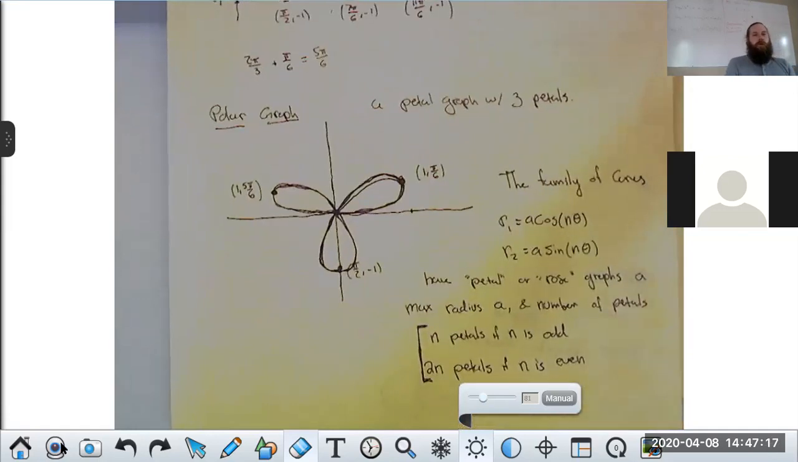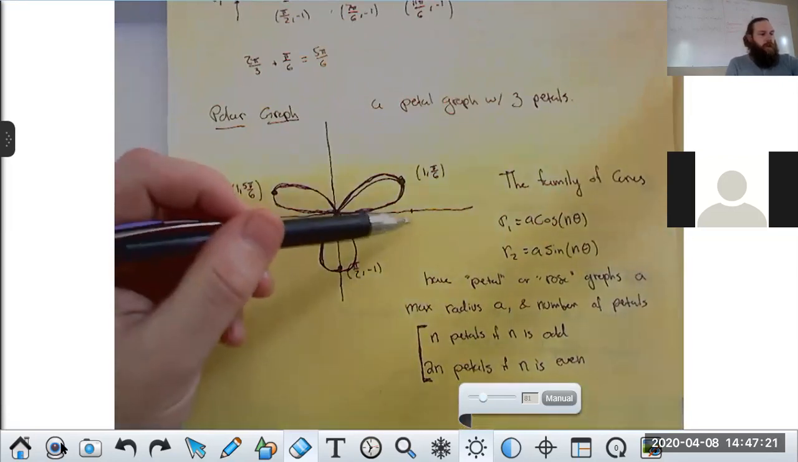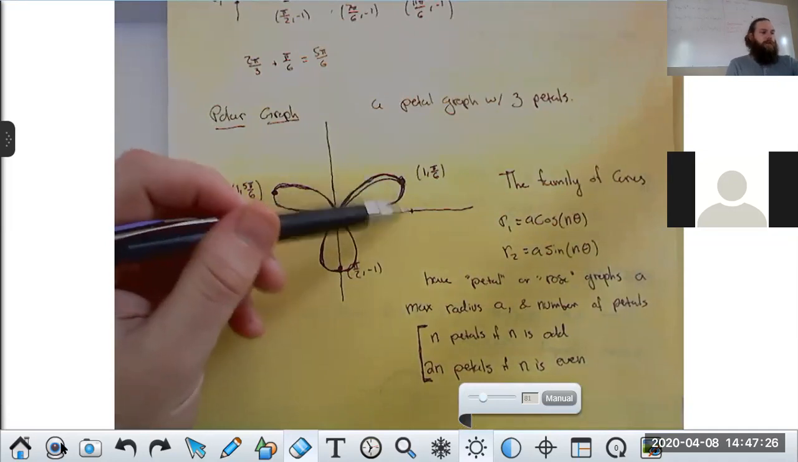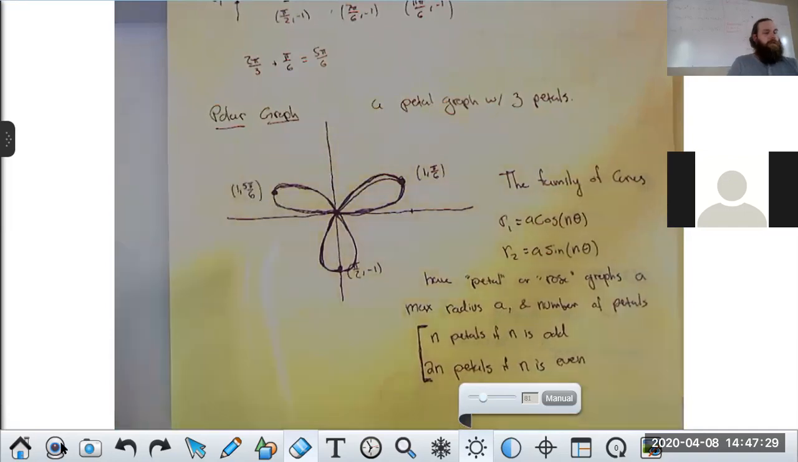And then the sine or the cosine determines the orientation. A cosine petal graph will always start at a max along the polar axis, and a sine petal graph will always start at the origin and come out to that first max somewhere else. So now we have our 4th family of polar curves that we understand pretty well. Any questions about these 2 more recent examples? These are a little bit more complicated than other stuff that we've done.